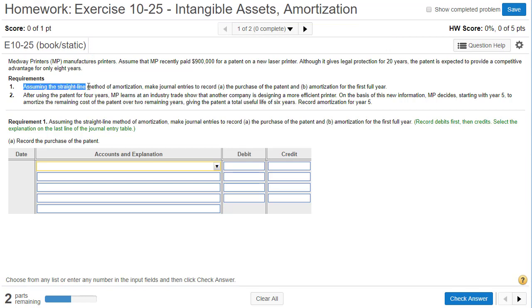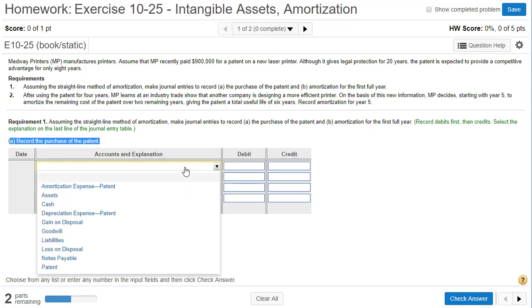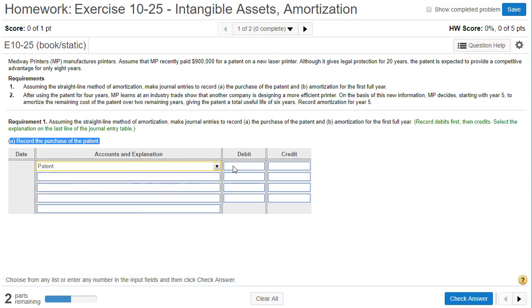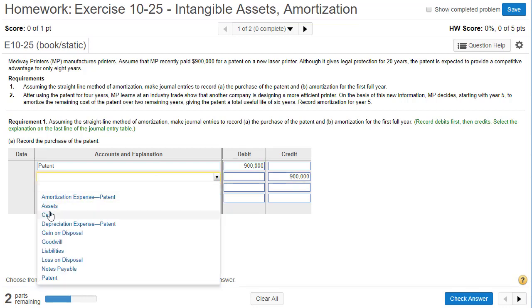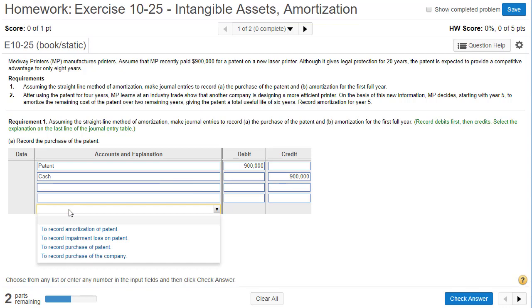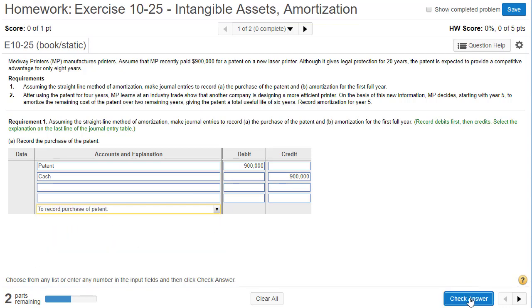Requirement 1. Assuming the straight line method of amortization, make journal entries to record A, the purchase of the patent, and B, the amortization for the first full year. So in this journal entry here, we're going to record the purchase of the patent. The patent is an intangible asset called patent. And the company paid cash for it. To record purchase of a patent.